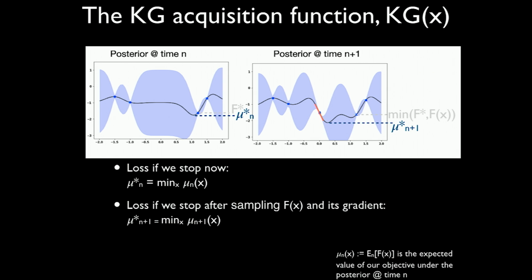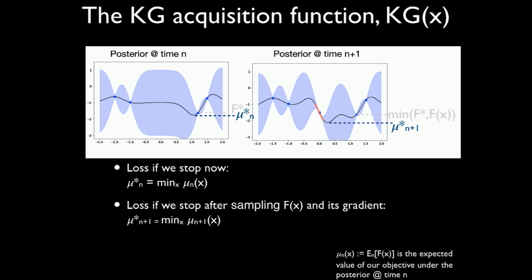Because in my next evaluation, I'll probably be able to evaluate here and confirm that this point is really good. And under a risk-neutral decision maker, knowing that this point has this low expected value is really valuable.